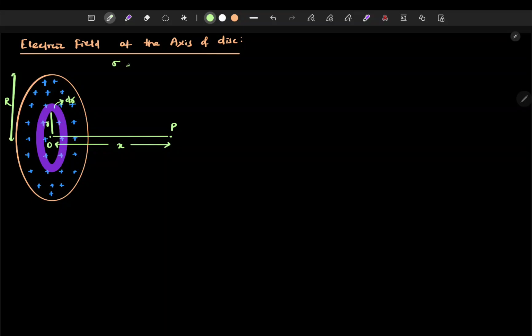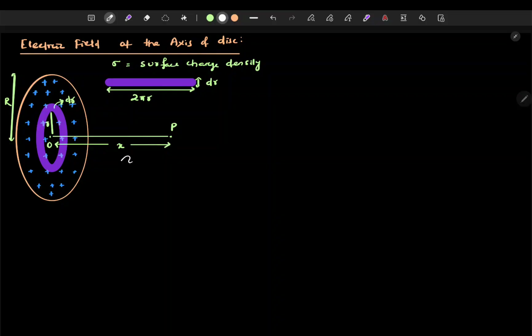Let sigma be equal to the surface charge density. If we open this strip, this is the thickness, that part is dr, and what is its length? 2 pi into radius, 2 pi small r. So the value of dA we can calculate as 2 pi r into dr.